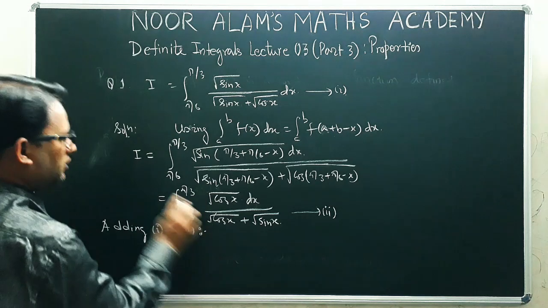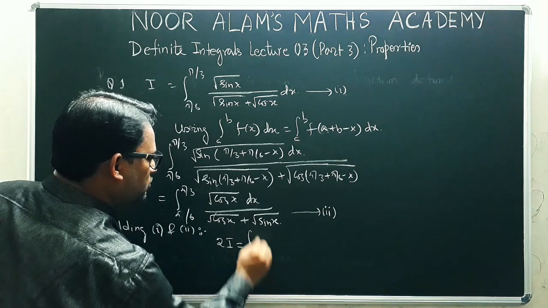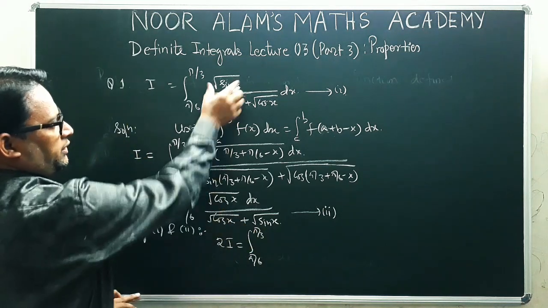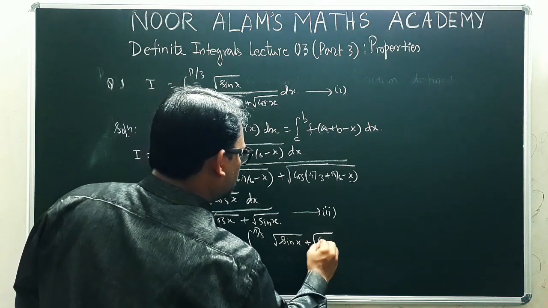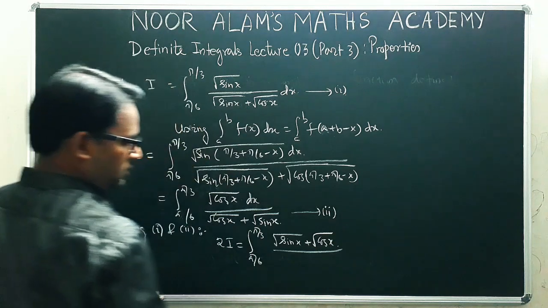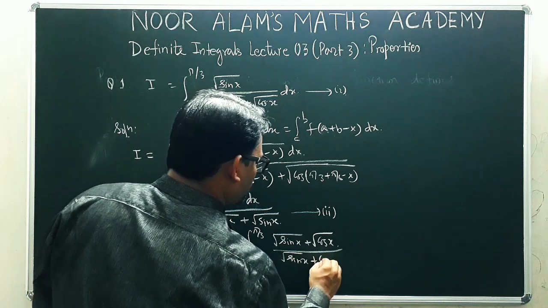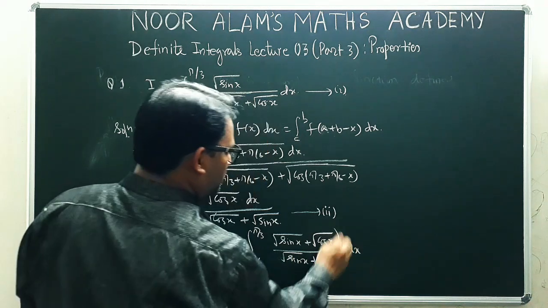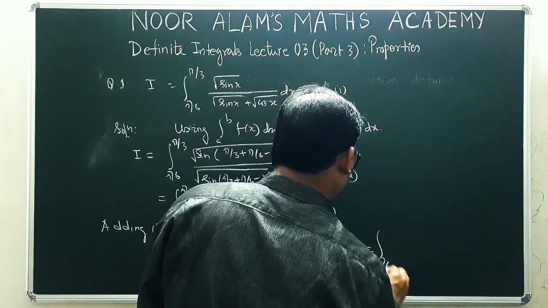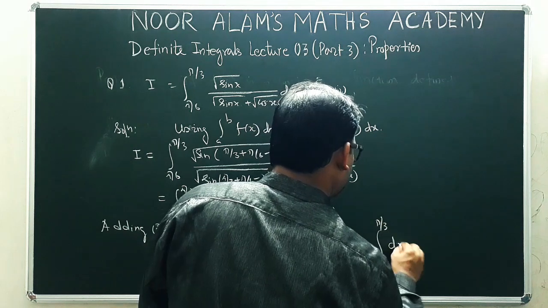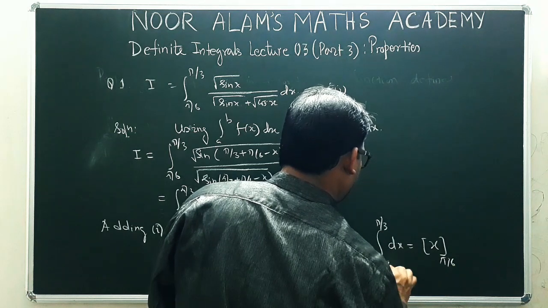So what we have is I plus I, which is 2I, and it is the integral from pi by 6 to pi by 3. In the numerator we have root sin x plus root cos x, and in the denominator we have root cos x plus root sin x, which is the same. Now you see that the numerator and denominator are the same, so you can cancel them out. So we have the integration from pi by 6 to pi by 3 of dx, and the integration of dx is x only, so that is x from pi by 6 to pi by 3.